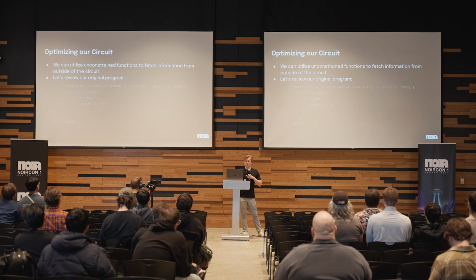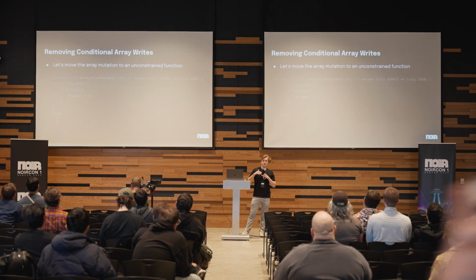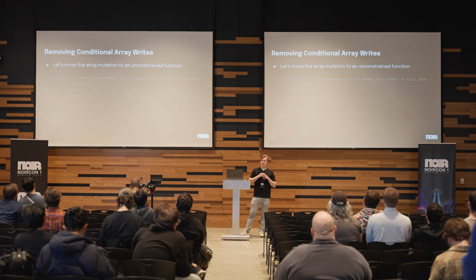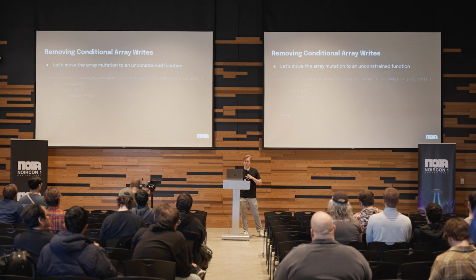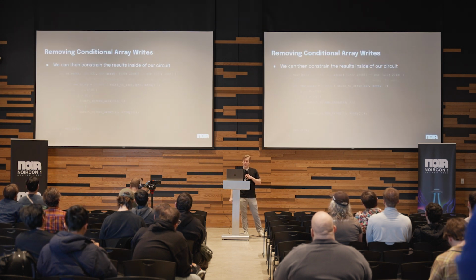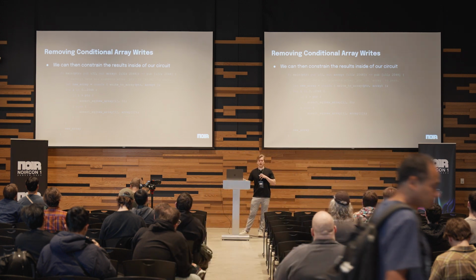So our original program we see now, let's instead mutate that array in an unconstrained function. So we've moved out of our circuit environment, and this is essentially, you could think of it as just normal execution. This is Noir, normal VM, just executing as you would expect for any regular program. And then inside of our actual circuit, we're then going to constrain what we expect that output to be.